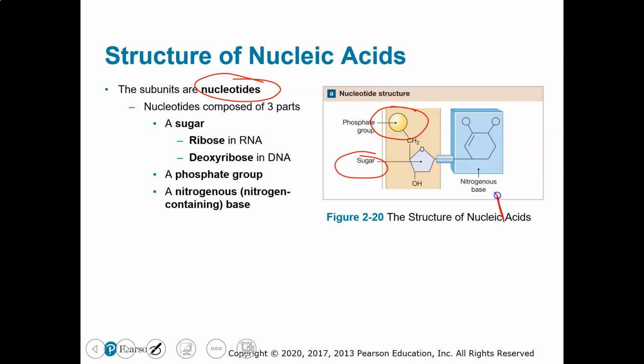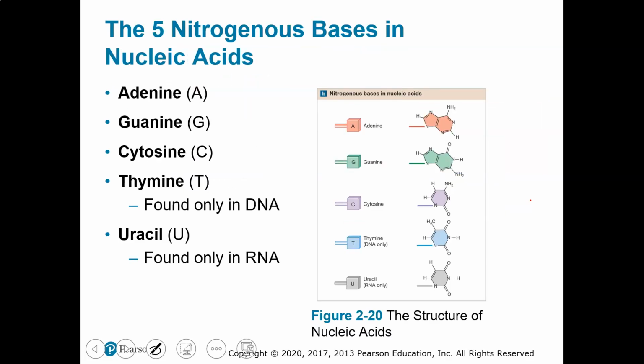And then a nitrogenous base, which could be four possible different bases. There's adenine, thymine, guanine, and cytosine. Adenine has two rings, guanine also has two rings, and there are cytosine and thymine. The different combinations of those bases determine the code for our traits, our genetic code.